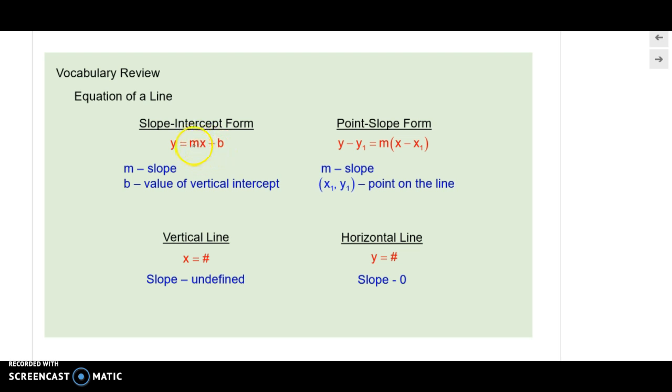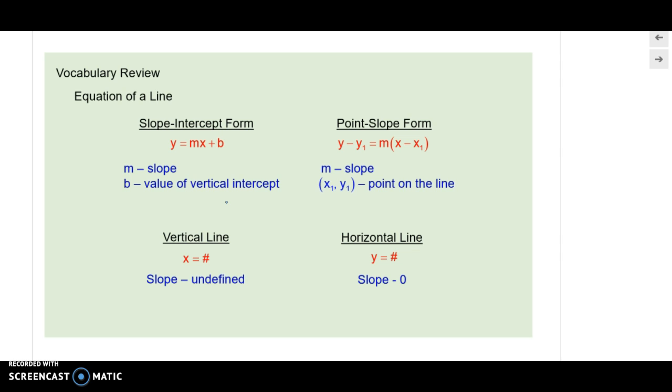And the m value is your slope, so that's your rate of change, how the vertical coordinate is going to change in relation to the horizontal coordinate. And then b is your vertical intercept. Normally a y-intercept, but we call it vertical intercept because the vertical axis isn't always y. It could change. It could be a w or something else. And then we have point-slope form.